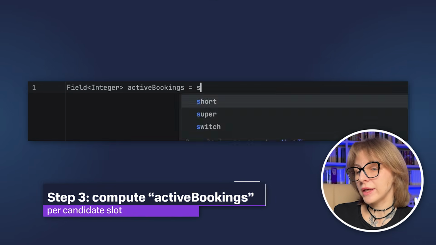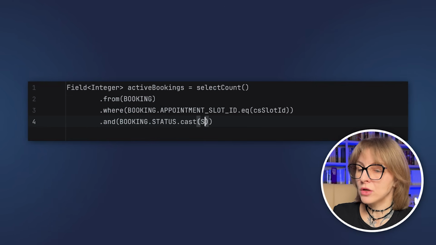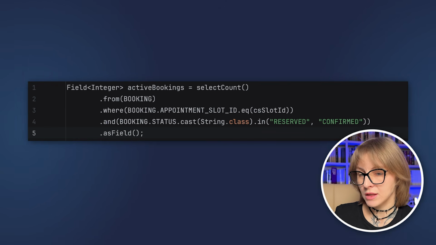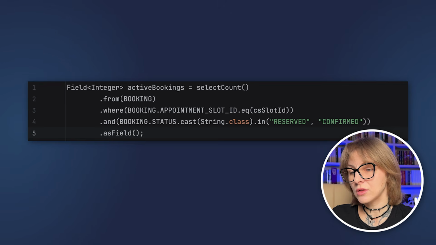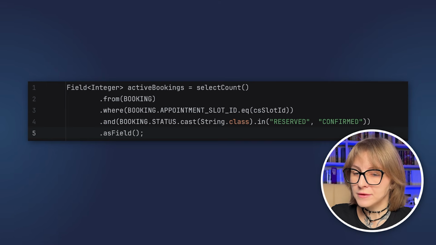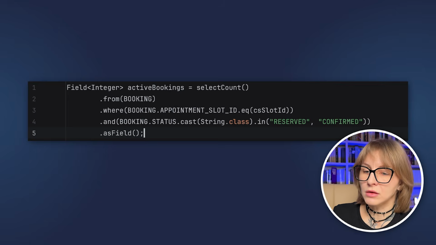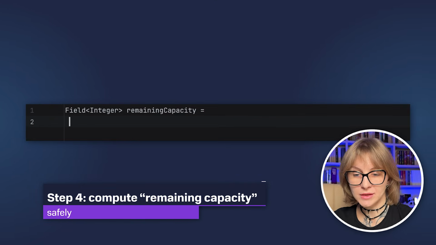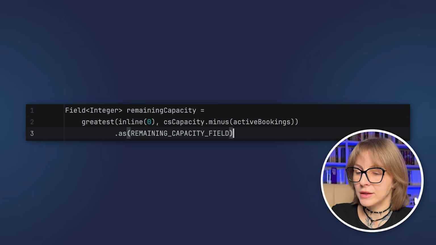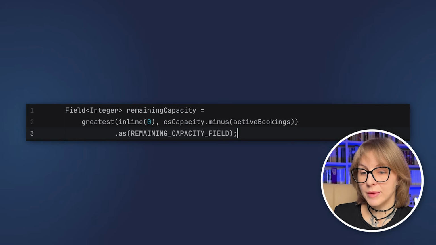Now we need to calculate the active bookings per slot. This is the correlated subquery that we turn into a field. So for each candidate slot, we count how many bookings exist, but only if the booking status is reserved or confirmed. So basically here we count how many spots are already taken. The asField call here is important because it turns the subquery into a value that we can use like a column. Now we can calculate the remaining capacity. Here we also have the field remaining capacity. The greatest function prevents negative values. Now we have the very important value, remaining capacity.